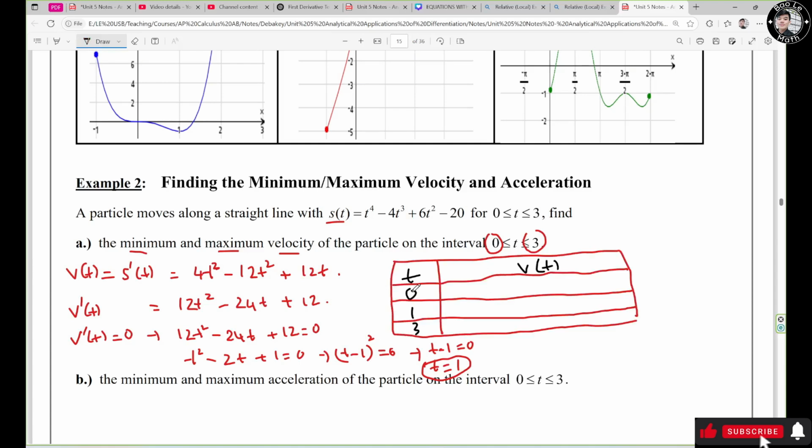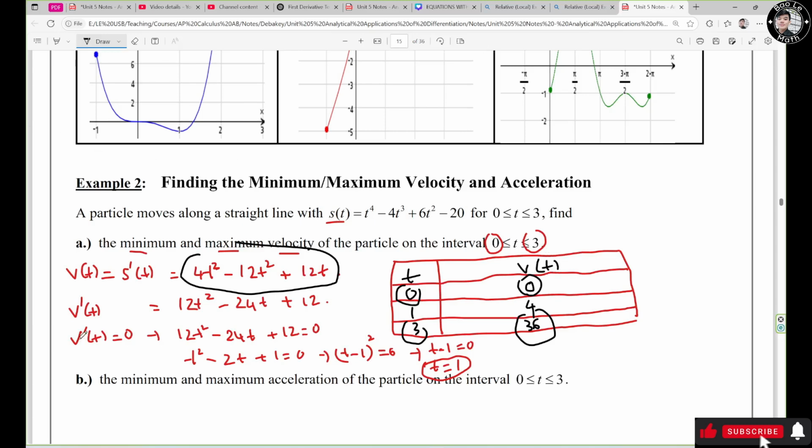Now substitute t equals 0 into the function v of t right here. It's going to be 0. Now t equals 1, it's going to be 4 minus 12 plus 12, which is 4. And t equals 3, it's going to be 36. So you're going to say that the maximum velocity of the particle is 36 at t equals 3. And the minimum velocity of the particle is 0 at t equals 0. You can conclude this one.